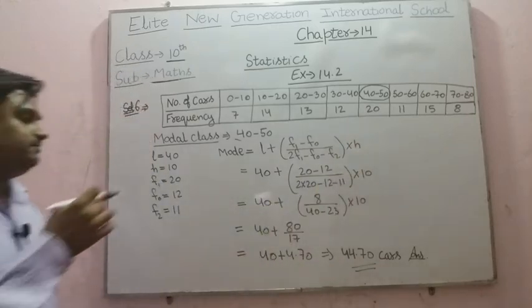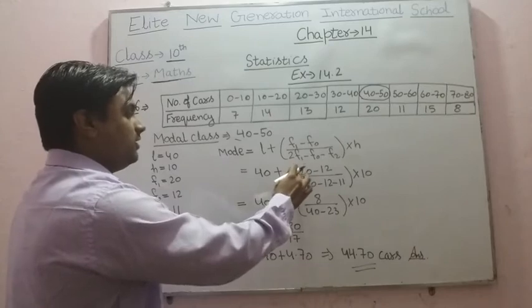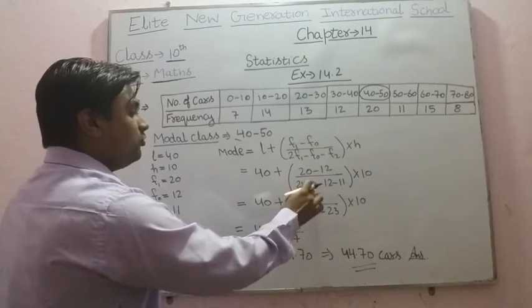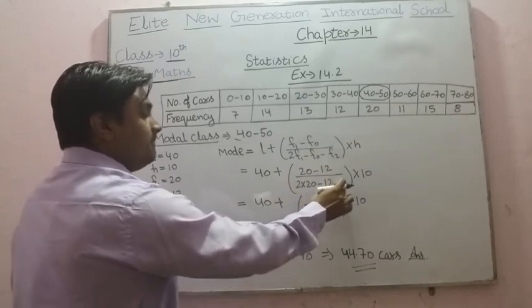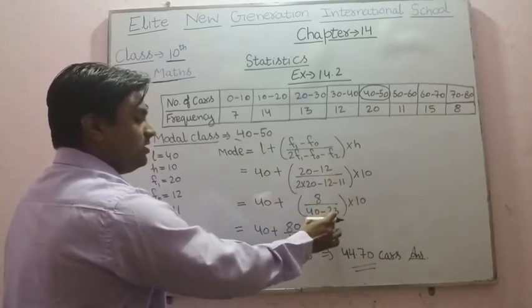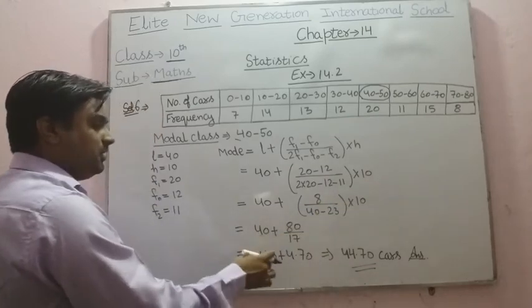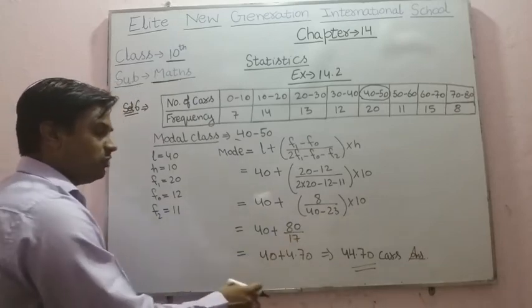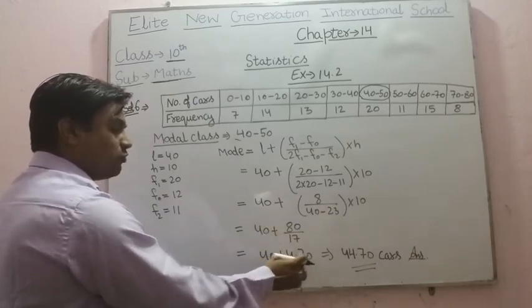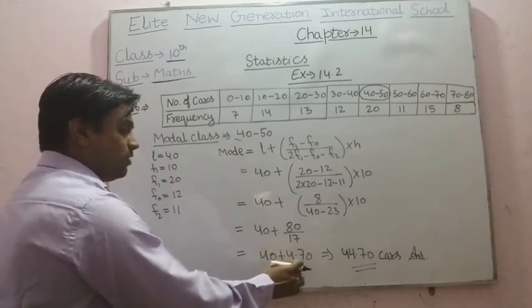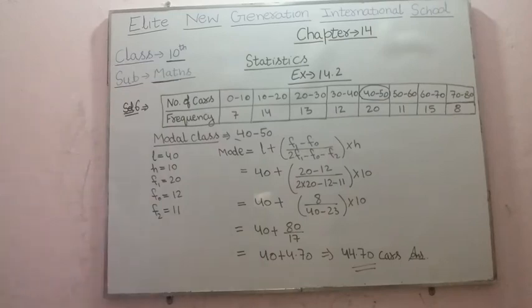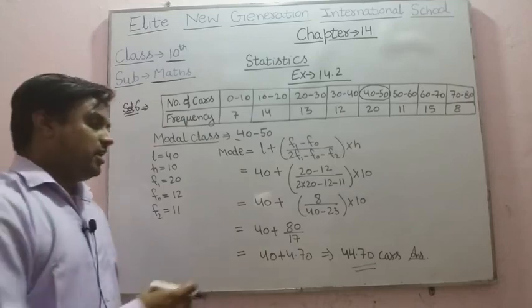Now solving it: 40 plus 20 minus 12 will be 8, upon 2 into 20 will be 40, minus 12 minus 11, it will be minus 23, and into 10. So 40 plus 8 into 10 will be 80, and 40 minus 23 will be 17. So 40 plus 80 upon 17 will be 4.70. So 40 plus 4.70 will be equal to 44.70 cars, or we can say that the mode will be 44.70. So it is the number of cars, and it is the mode.